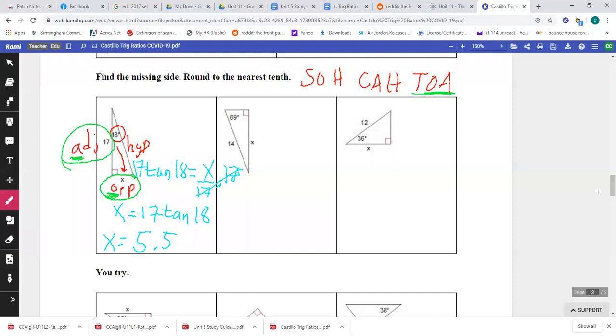Mister, can you repeat how to do it for our iPhone again? Yes. 17 times 18 tan, and then press equals.